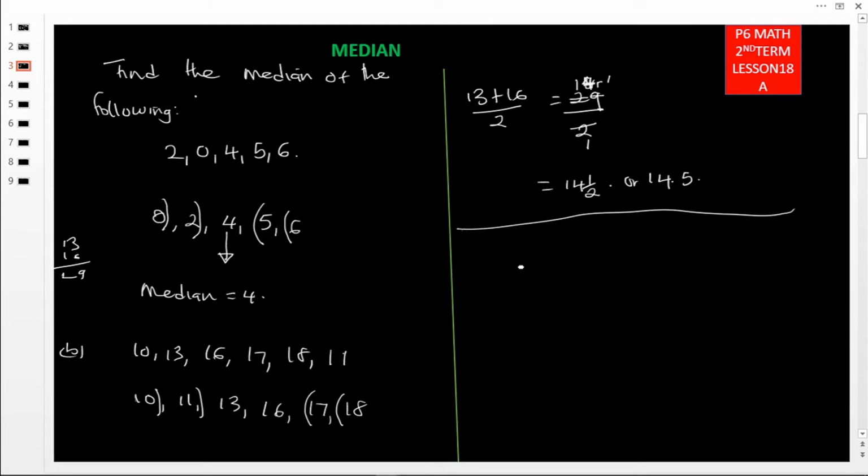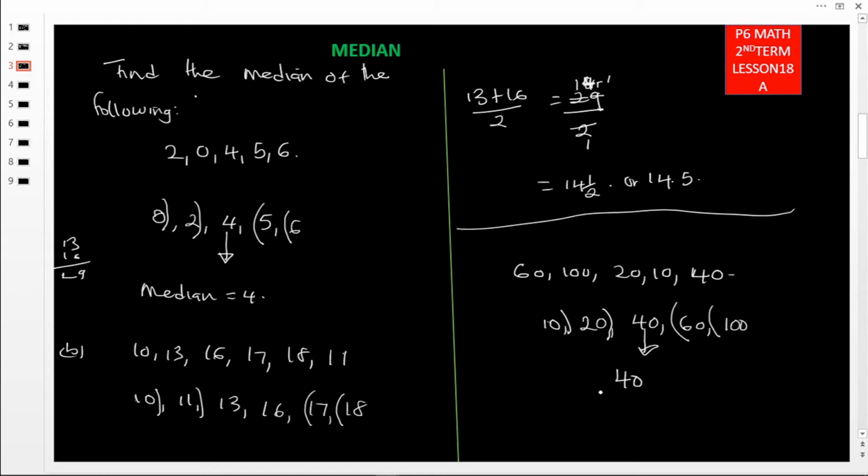Okay, let us get this one also. 60, 100, 20, 10, and 40. So we get the median. What are we going to do? We are going to arrange our numbers from the smallest. So 10 starts, then followed by 20, then 40, 60, then 100. So 10 with 100, then 20 with 60. What has remained as our median? So our median is 40.